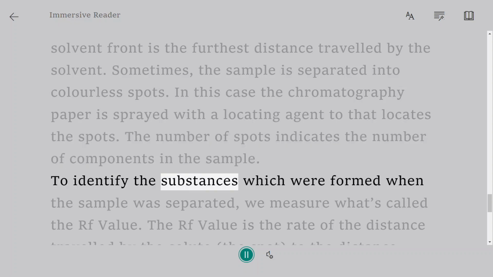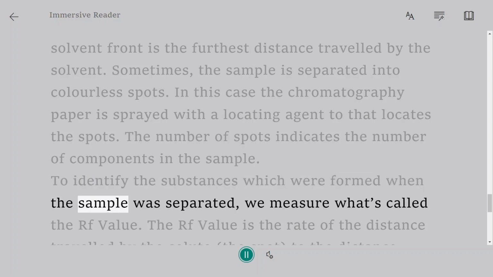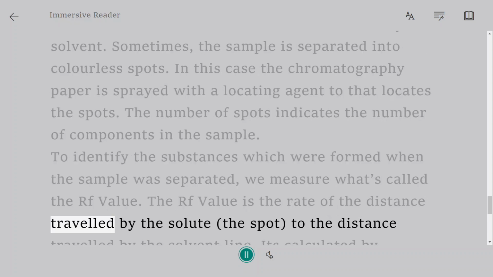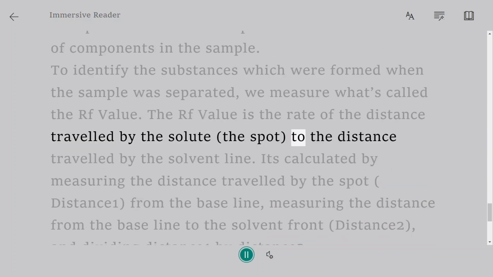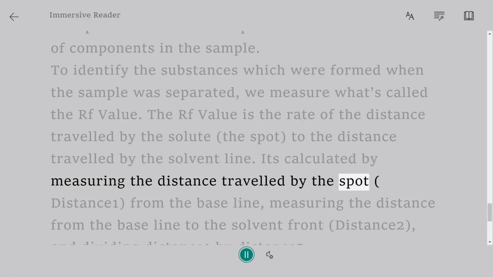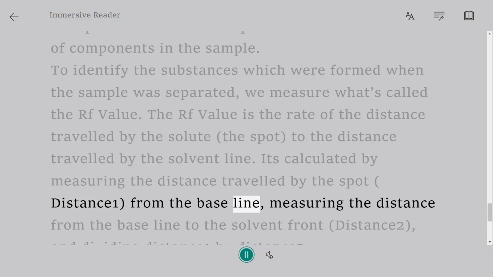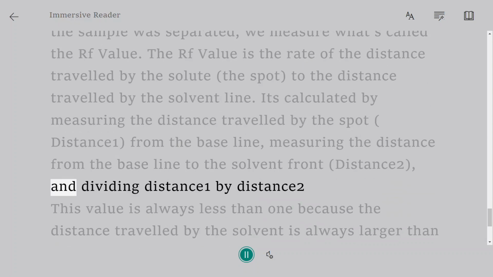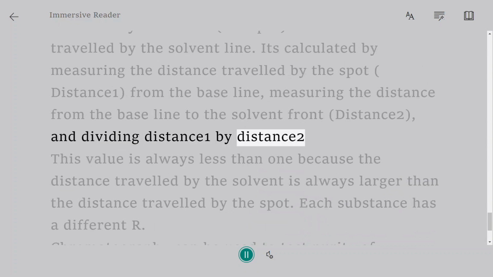To identify the substances which were formed when the sample was separated, we measure what's called the Rf value. The Rf value is the ratio of the distance traveled by the solute, the spot, to the distance traveled by the solvent line. It's calculated by measuring the distance traveled by the spot, distance 1, from the baseline, measuring the distance from the baseline to the solvent front, distance 2, and dividing distance 1 by distance 2.